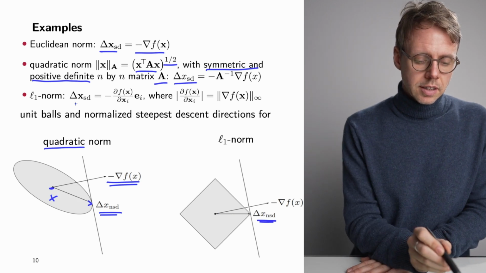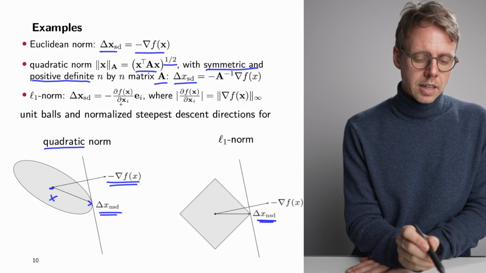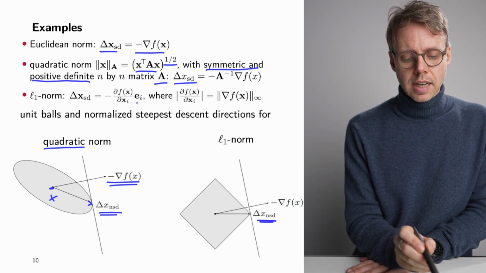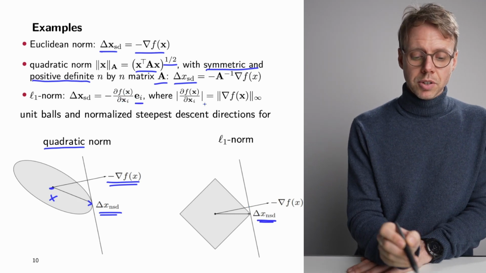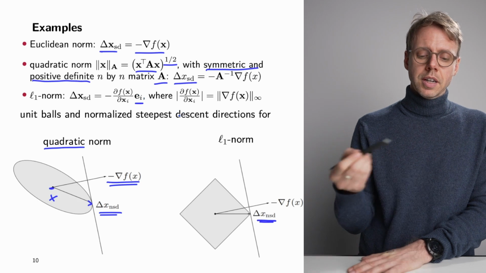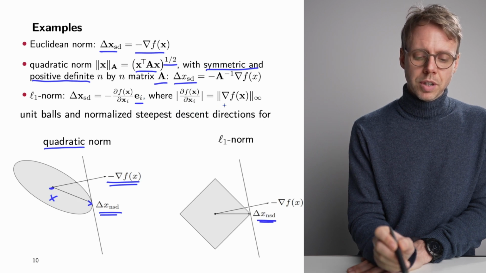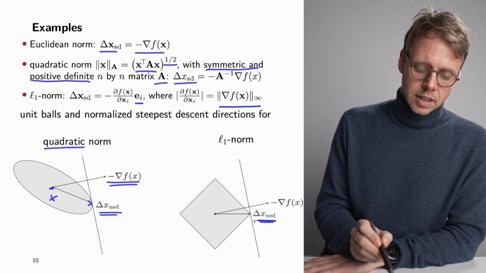In fact, the search direction for the L1 norm is given by minus the partial derivative of f with respect to x_i times that particular standard basis vector e_i, and it would be done for that dimension where the absolute value of the partial derivative is equal to the infinity norm of the gradient.